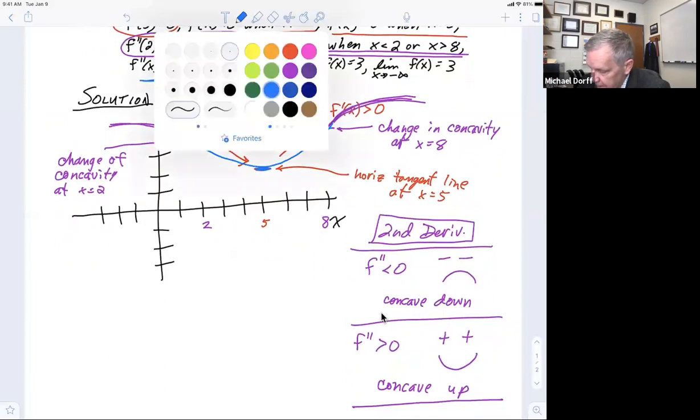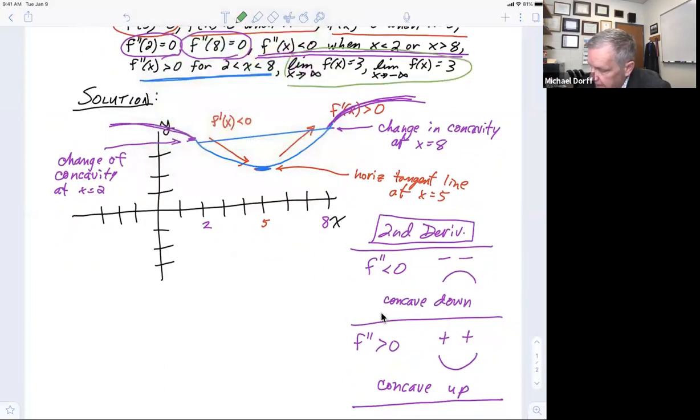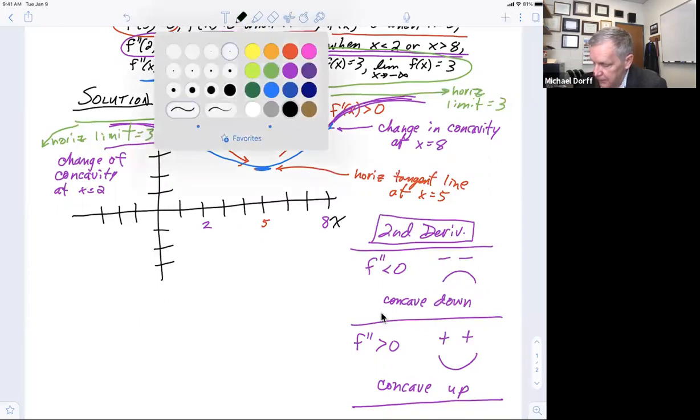And then the last thing I'm given is that the limits as x goes to infinity and negative infinity both equal 3. So this has a horizontal limit as x goes to infinity of 3, and a horizontal limit here equaling 3 there. Okay, let me just rewrite that. Horizontal limit equals 3. Okay, now that I've done all this, let's redraw the graph.